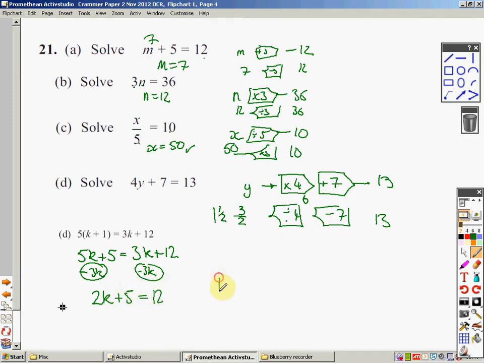Okay, two-stepper again, k times 2, add the 5, gives me 12, so 12, subtract the 5, which is 7, divided by the 2, 3.5.